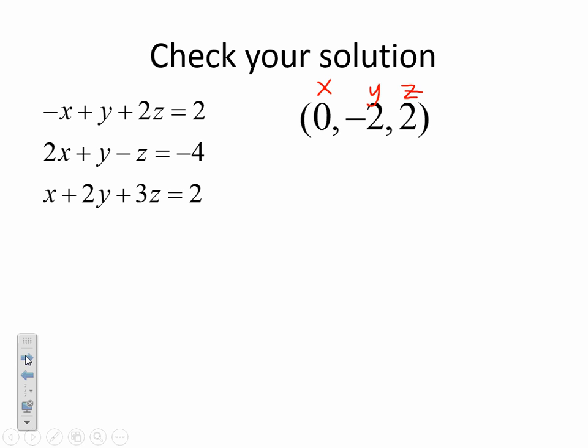So those are the steps that we go through to solve a 3 by 3 system. So 3 variables, 3 equations using elimination.